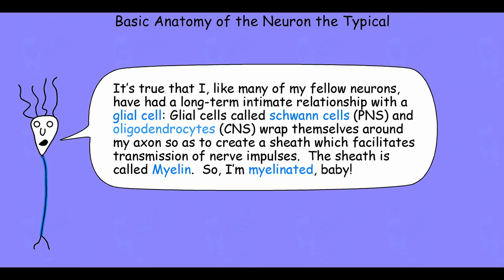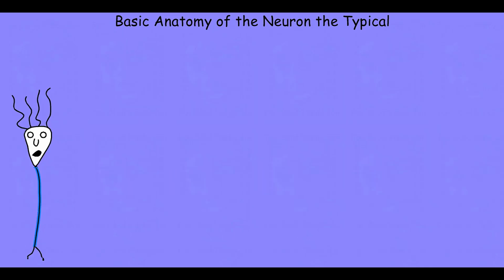The axons themselves are oftentimes wrapped in glial or Schwann cells. Those Schwann cells tend to be in the peripheral nervous system and the oligodendrocytes in the central nervous system. These cells wrap themselves around the axon so as to create a sheath, which, as we'll see, facilitates the transmission of nerve impulses, covering parts of the axon in myelin, which is a fatty material.